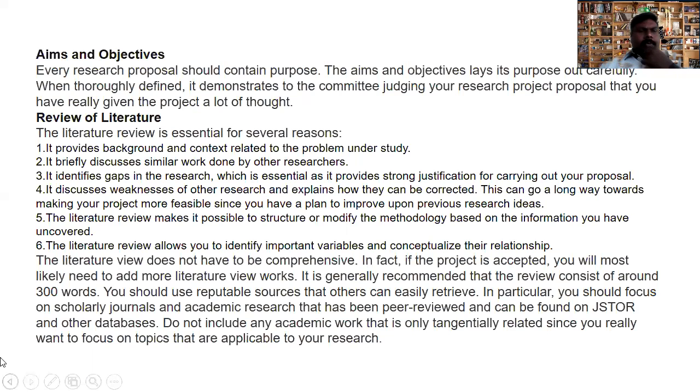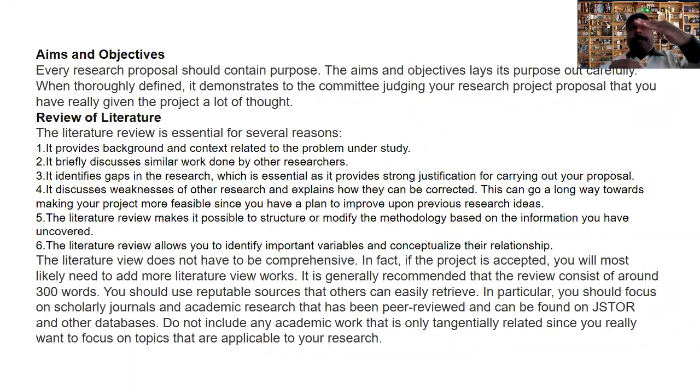Next, review of literature, aims and objectives. In a research proposal, you lay out its purpose carefully. The aim you have to write is the purpose of the study, thoroughly defined. It demonstrates to the committee judging your project. The review of literature provides background and context related to the problem. Discuss similar work done by other researchers. Here in the literature review, you need to show what others have done about your title.